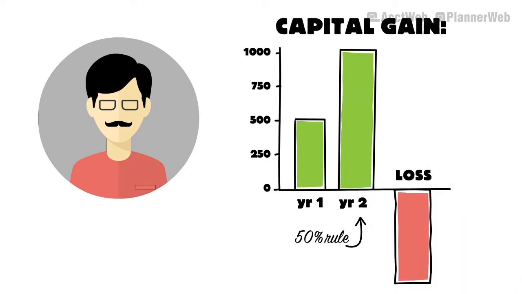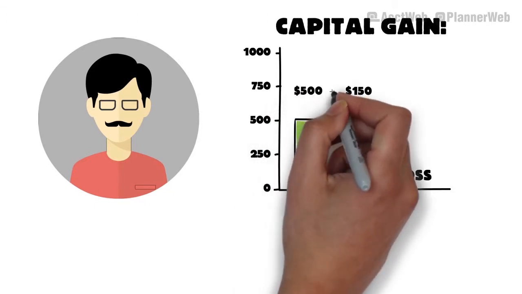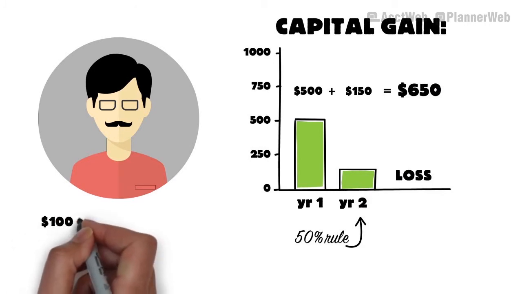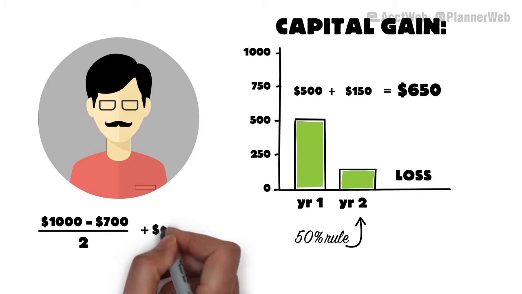Not realising that he could choose which order to reduce his gain, Ben deducts the $700 loss from the $1,000 gain and halves it, leaving him with a $300 gain. Adding the other $500 gain, he has a final capital gain of $650. That is $1,000 minus $700 divided by 2 plus $500.